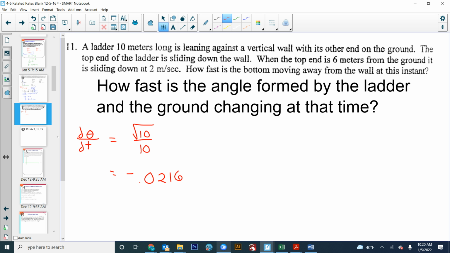All right. Did you use SOHCAHTOA? How many of you used sine? Cosine? Tangent?